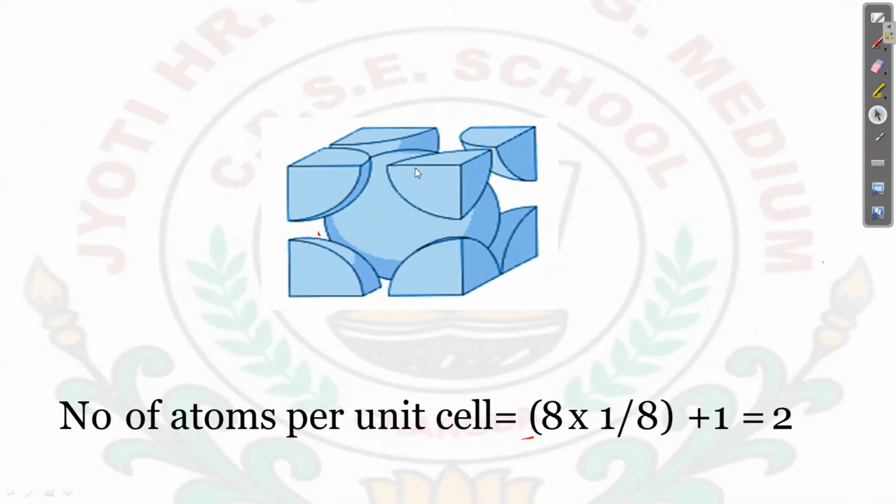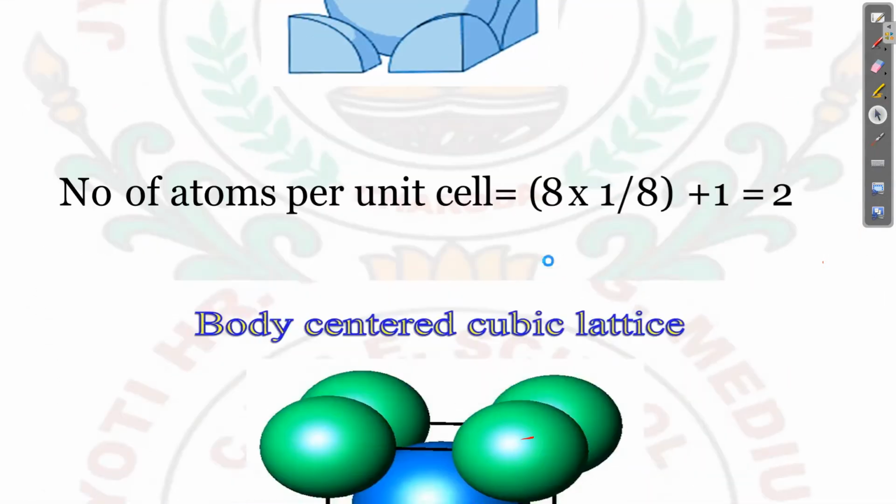Next, here you can see how each corner is contributing 1 by 8th. So 1 by 8th, 1, 2, 3, 4, 5, 6, 7, and just back, below and beneath the third one, there will be an eighth one also. And one is contributed at the center. So here, how much contribution is there? Total 1 plus 1, total 2 atoms contribution is present here in the body centered cubic cell.